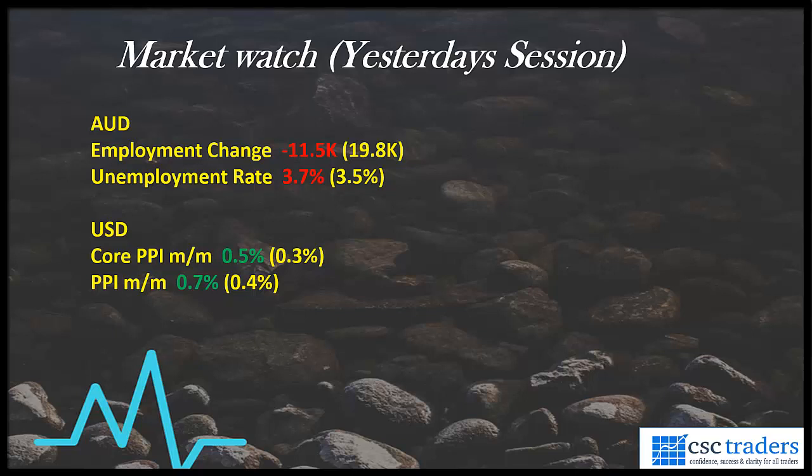From the US, we saw the core PPI number come in at 0.5% and the PPI number at 0.7%, which were both positives for the US dollar. That's pretty much all that's happened yesterday.